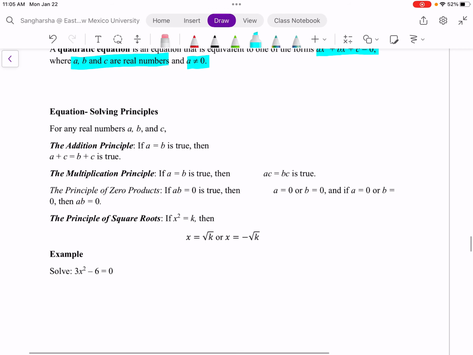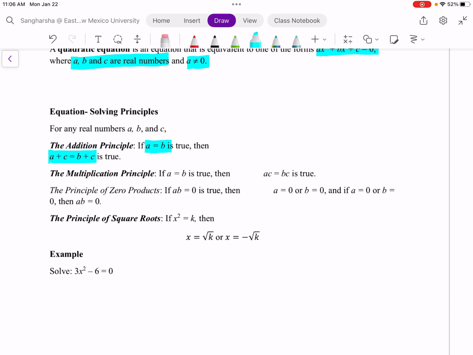Now there are different principles to solve the equation. The addition principle is that if we have a equals b, two expressions equal to each other, then you can always add the same number on both sides of the equation. So you can always add c on both sides, and you end up getting an equivalent equation. You can always add the same number, or subtract the same number, on both sides.